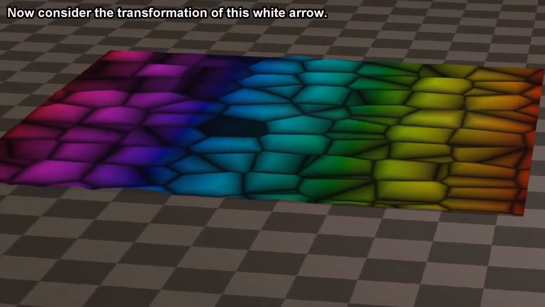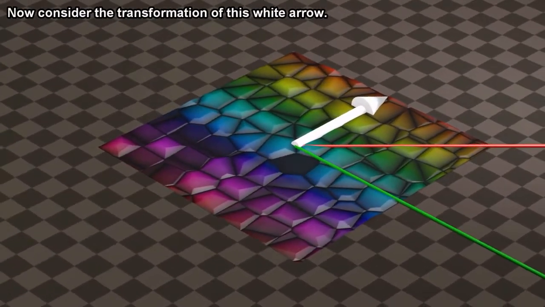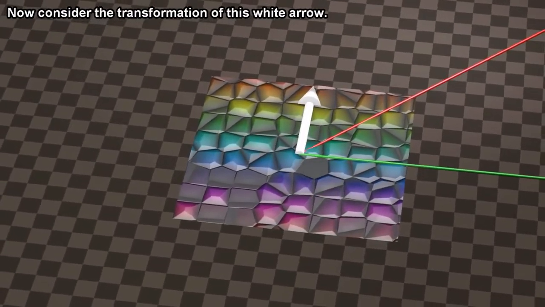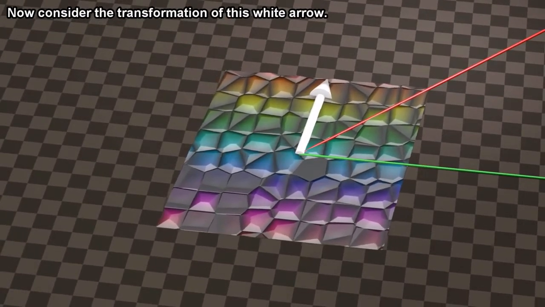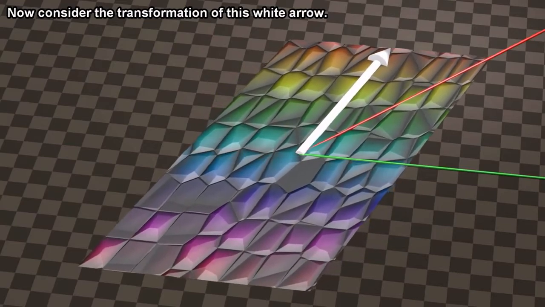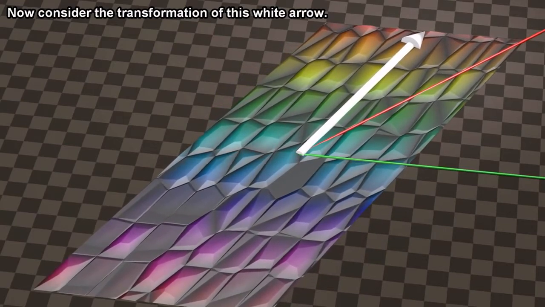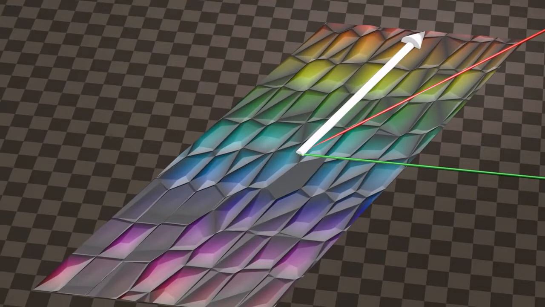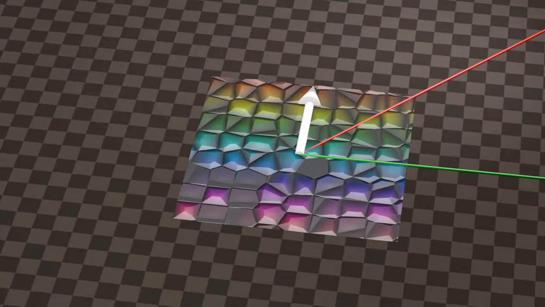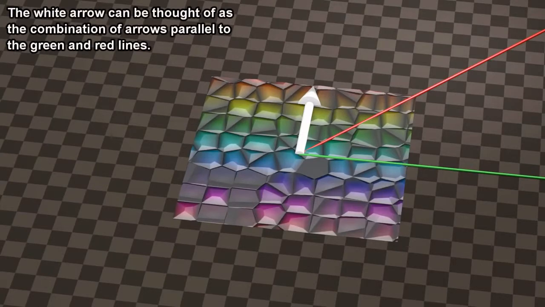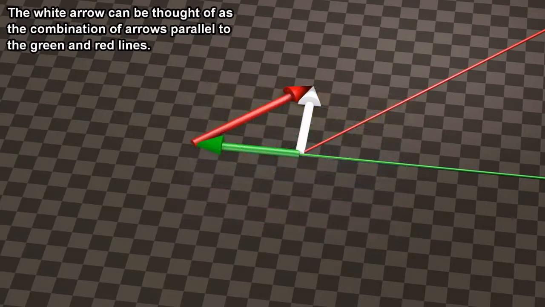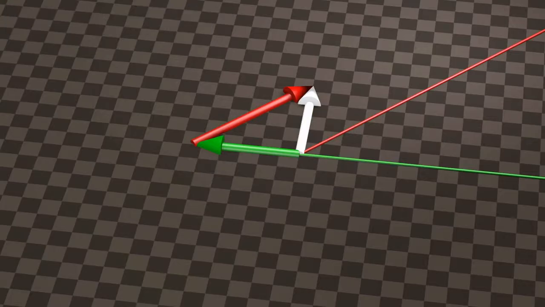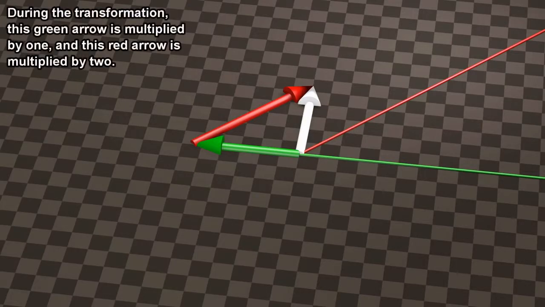Now consider the transformation of this white arrow. The white arrow can be thought of as the combination of arrows parallel to the green and red lines. During the transformation, this green arrow is multiplied by 1, and this red arrow is multiplied by 2.